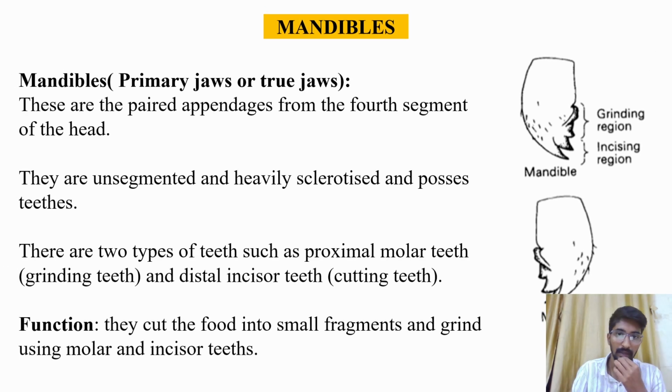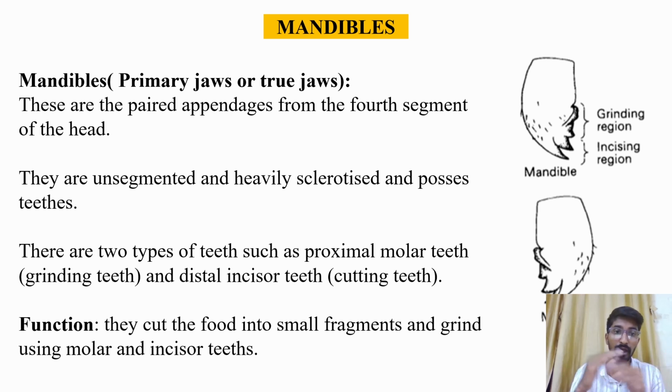The next one is mandibles. There will be a pair of mandibles, one right mandible and another left mandible. They are also called primary jaws or true jaws, paired appendages from the fourth segment. As I said, there are six segments in the head.